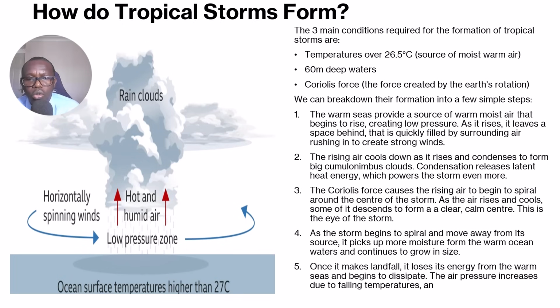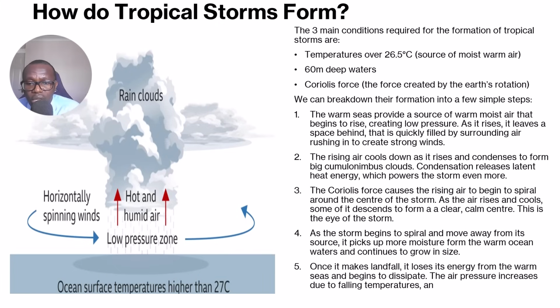Okay, so how do tropical storms form? They require, first of all, three main conditions, and the temperatures have to be over 26.5 degrees Celsius to provide a source of moist, warm air, and that's why they form around the tropics. Then you also need 60-meter deep waters, and you also need the Coriolis force, which is the force that is created by the Earth's rotation. That is what causes the storm to begin to spiral and to spin and to move as well.